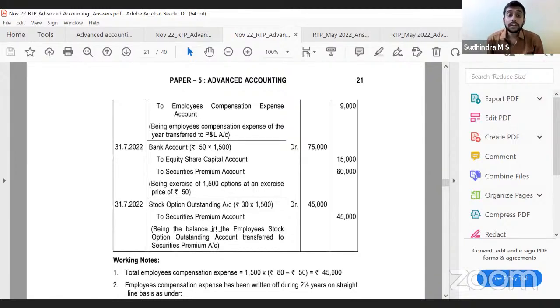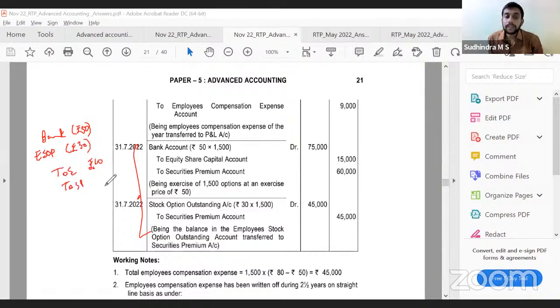Now, that ESOP outstanding should be okay. Instead of doing that, we can merge these two entries. That is what we do. Bank account debit 50 rupees, then ESOP outstanding account 30 rupees, to equity share capital 10 rupees, to securities premium 70 rupees. That is what we would have done, one single entry.